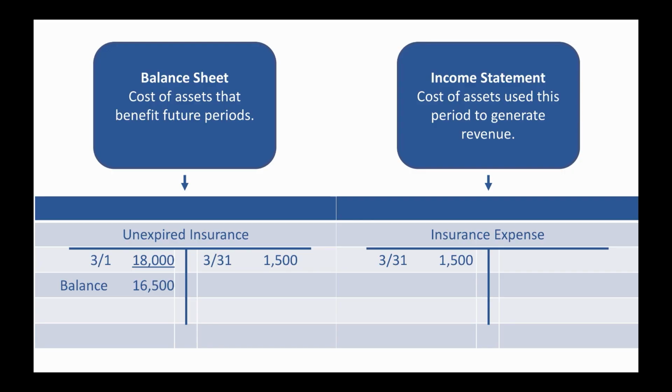After posting the adjusting entry to the general ledger accounts, it's clear that the asset unexpired insurance has been partially converted into the expense account insurance expense. Both the asset account and the expense account are now carried at their proper balances.